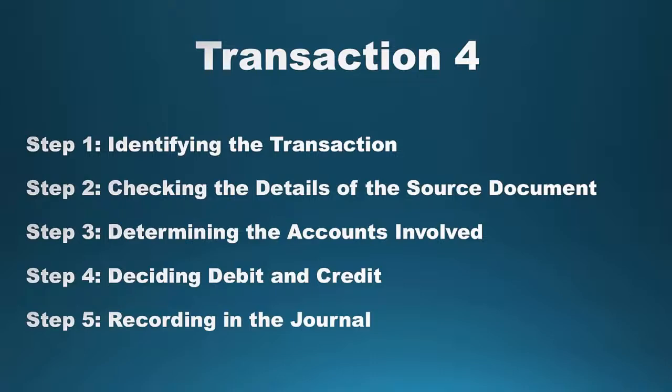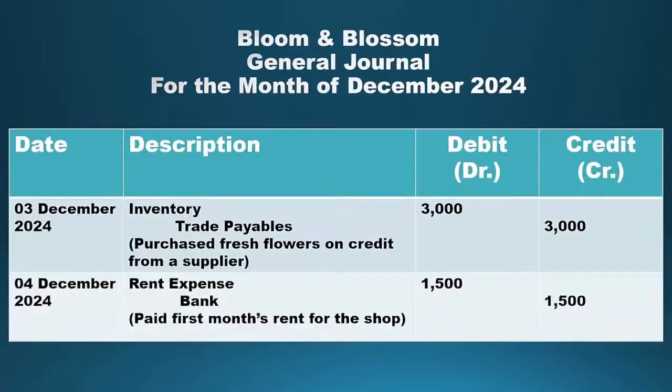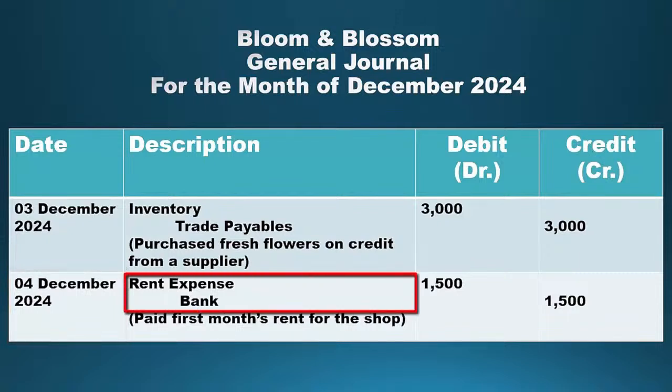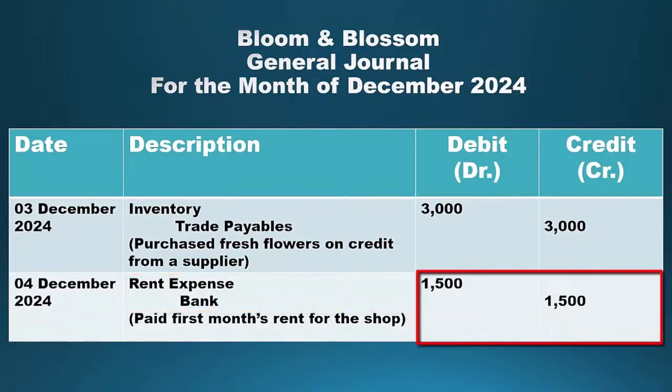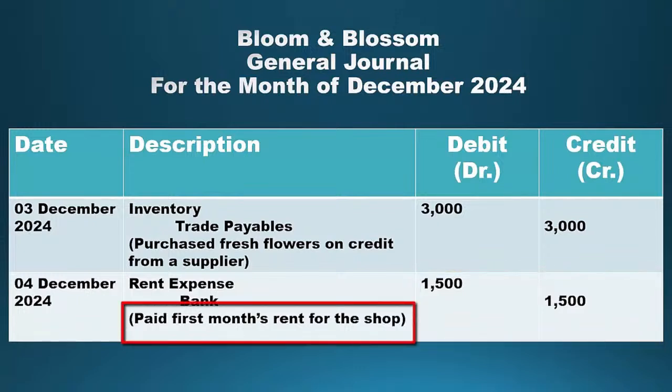Step 5. Recording in the journal. Finally, we record the transaction in the journal. Here's how it would look. Date. Enter the date the rent was paid. Accounts. Write the names of the accounts involved, rent expense account and bank account. Amounts. Enter $1,500 as a debit to the rent expense account and $1,500 as a credit to the bank account. Description. Add a brief explanation such as paid shop rent for the month.